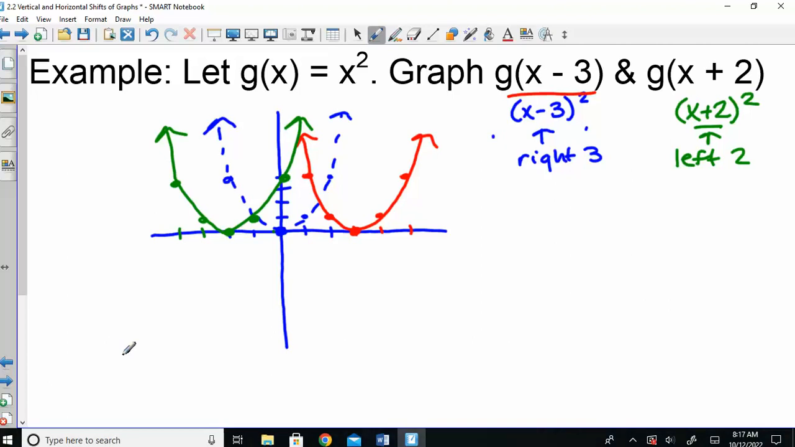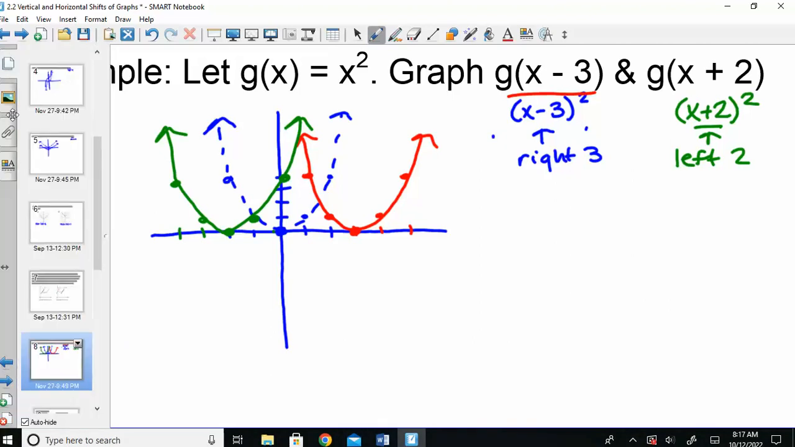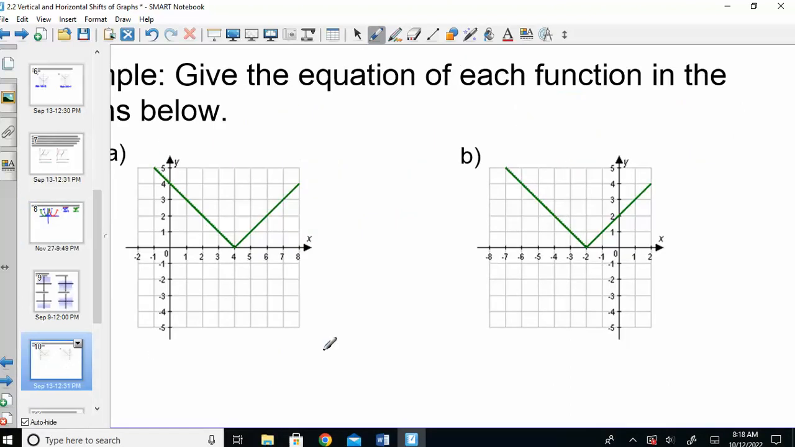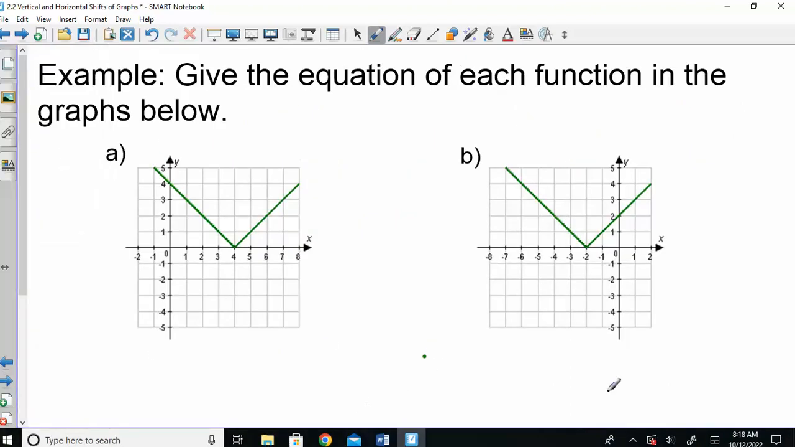So far, so good? I want you guys to write the equations for these two graphs.